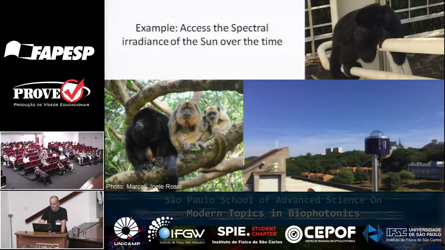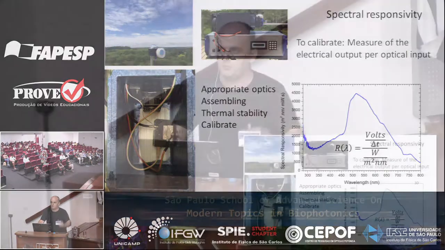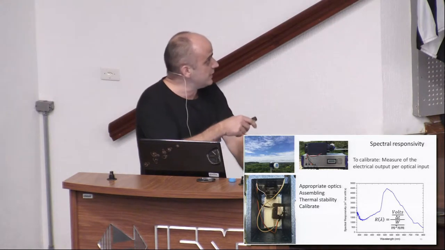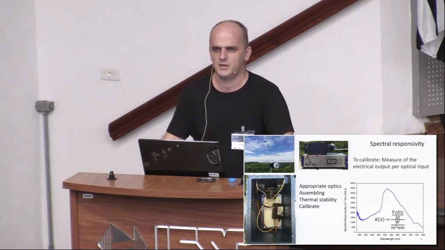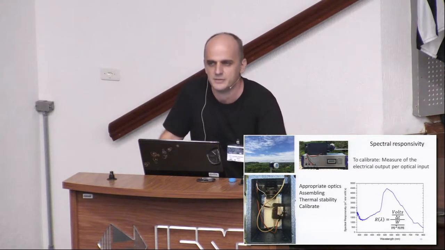To exemplify, we have to access the spectral irradiance of the sun over time. The first problem is to access the roof. You have a control passport in my laboratory here. After you pass this control passport, you have access to the roof. You can construct your system, put the appropriate optical entrance, put the appropriate spectrometer, put the spectrometer in a thermal box, and stabilize your temperature, so you can calibrate your system.